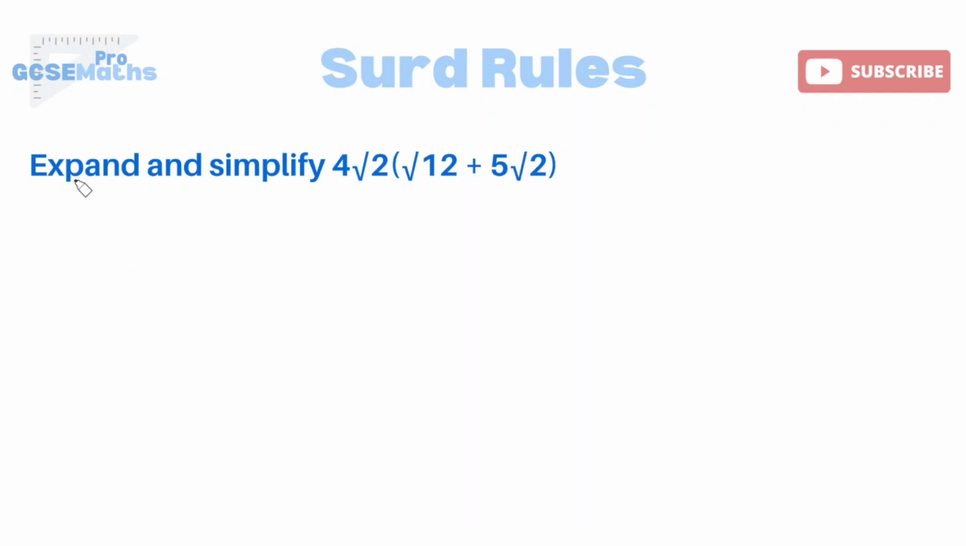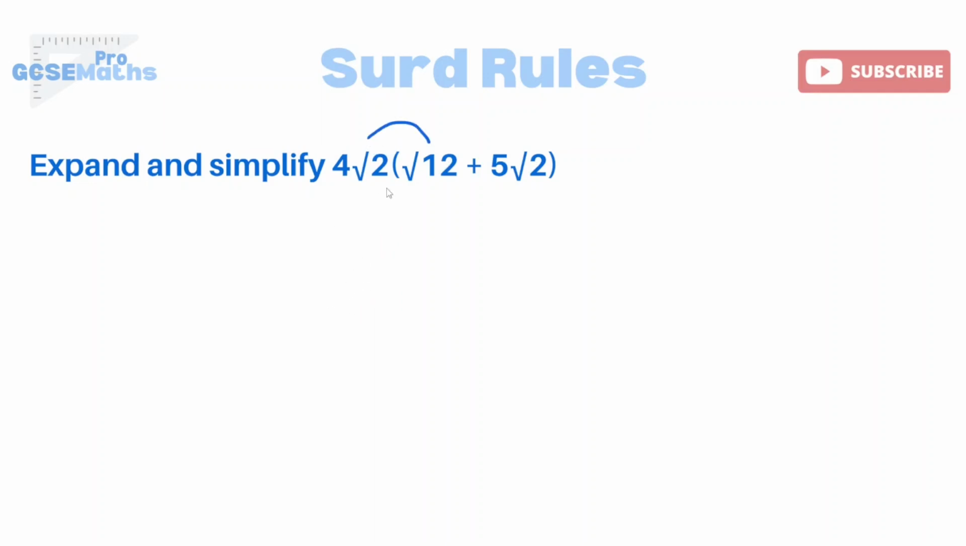Our third question is expand and simplify 4 root 2 multiplied by root 12 plus 5 root 2. Okay, so we're still doing single brackets. However, now you can see that we are combining whole numbers and surds together. We're just going to focus on how we did it in the other video for multiplying surds.